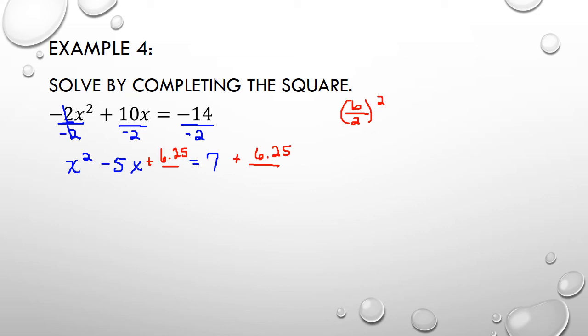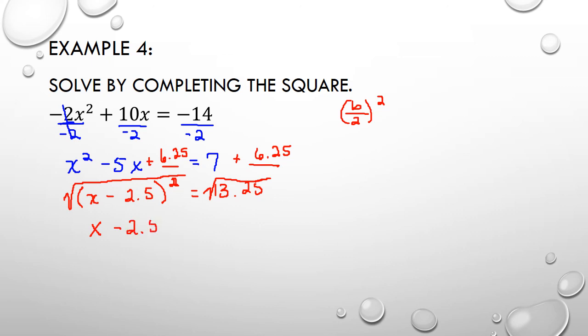So now let's go ahead and factor this. That gives us x minus, and take your b value, divide it by 2, or take the square root of 6.25. It doesn't matter which one. We get 2.5 squared equals, and then add those two together, 7 plus the 6.25, and that gives us 13.25. Take the square root of both sides, so that we can get rid of that square. And that gives us x minus 2.5 equals, don't forget the plus minus.